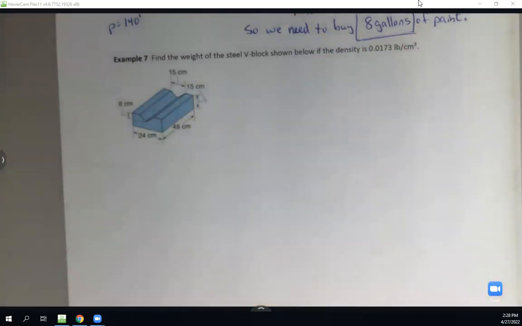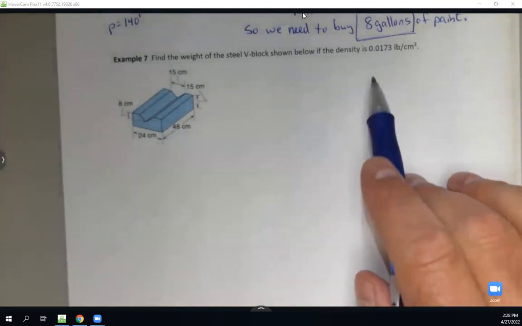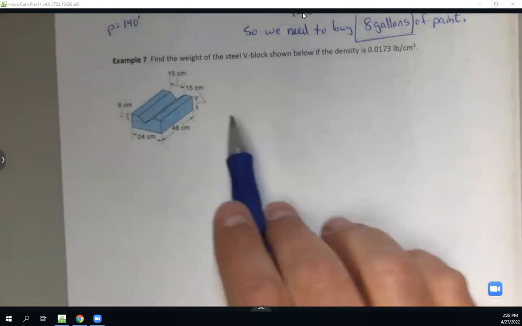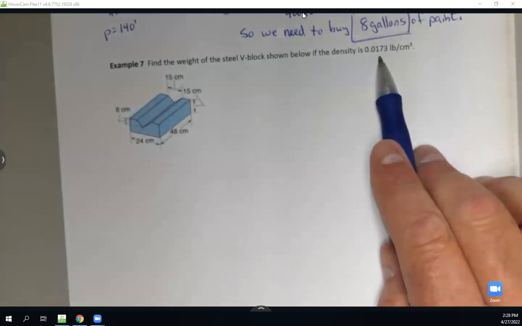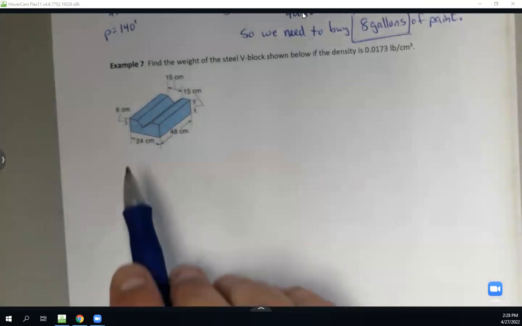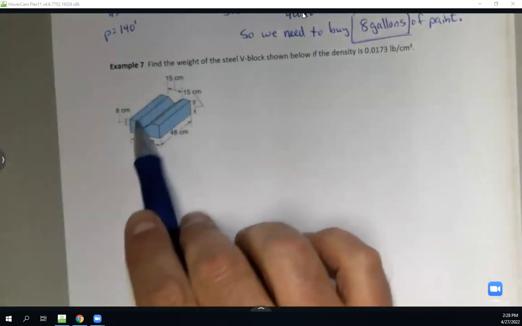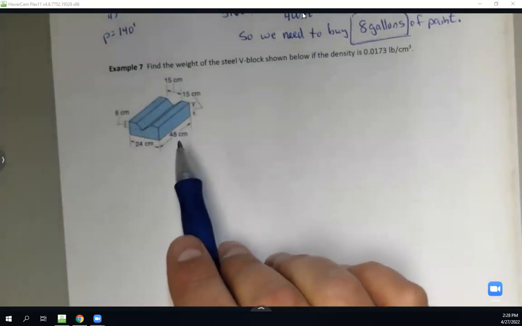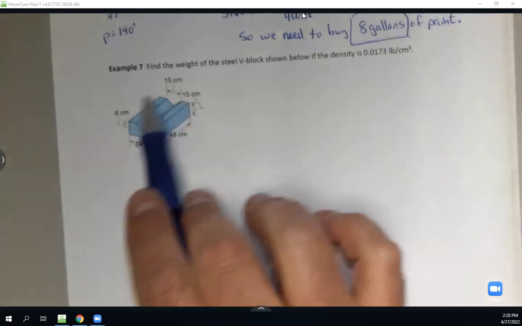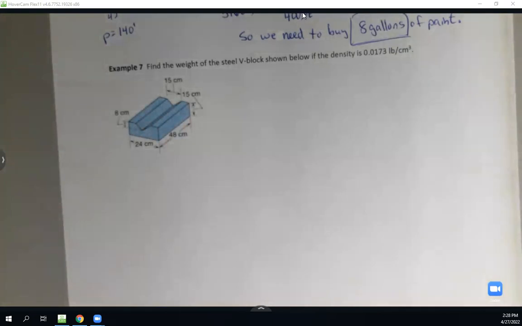So density is just like a weight per unit of volume. If it's a different type of steel, it will potentially have a different density. Like if this was lead instead of steel, it'd be a lot heavier. So the density of something is how much it weighs per unit of volume. So essentially what we need to do is find the volume of this steel V block, and then once we know the volume, we can use this density to figure out how much the block weighs. Does that make sense?